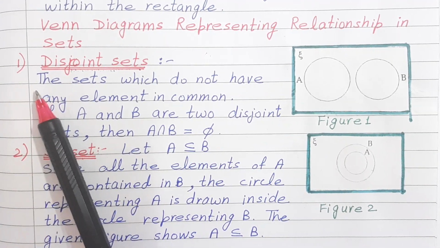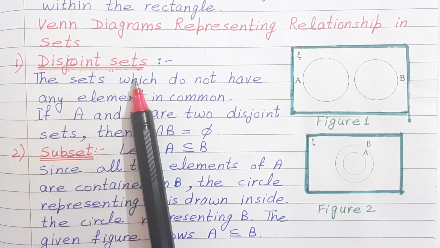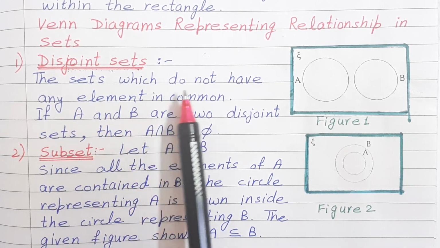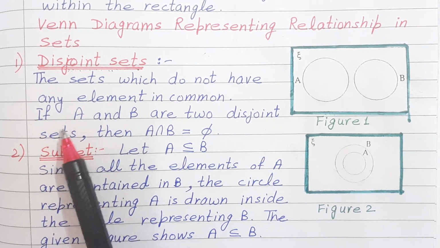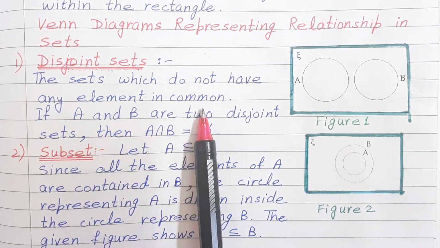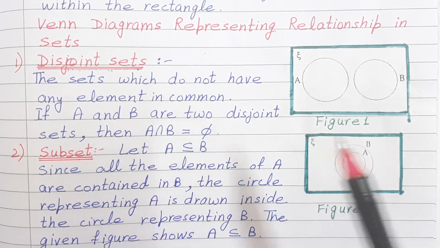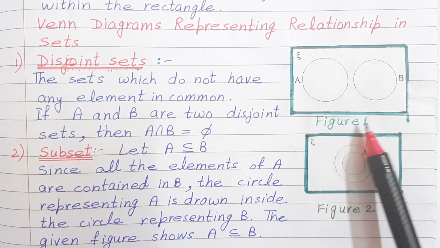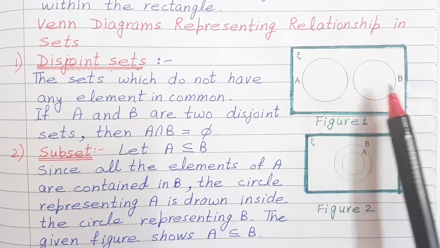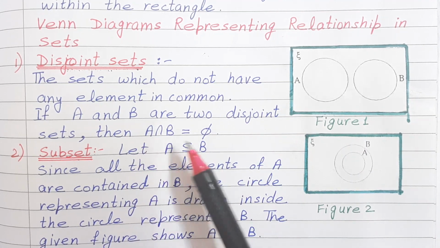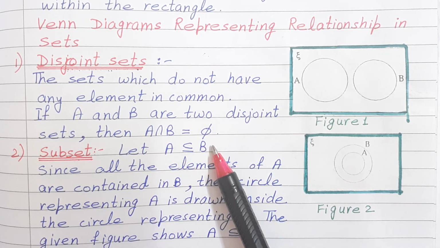So the first one is disjoint sets. Children, the sets which do not have any element in common are called disjoint sets. Now you can see in figure 1, A and B are two disjoint sets where A intersection B is phi, that is the null set. Clear?